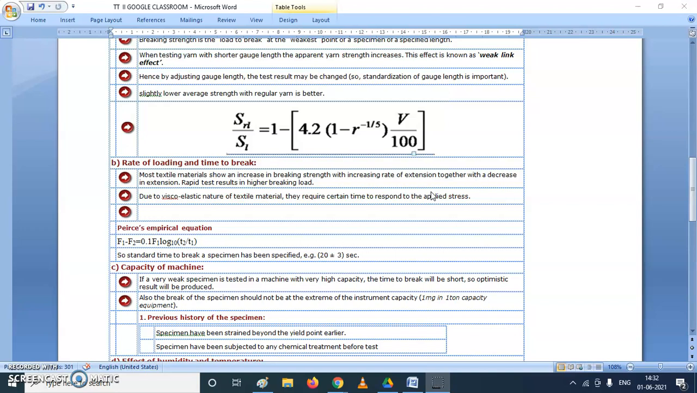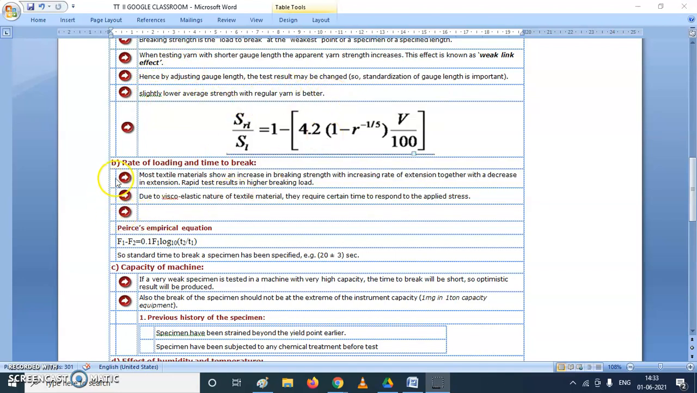What I am trying to say is, strength is important, but regularity is much more important, because yarn always breaks at its weakest point, and end breakage of the yarn during processing, weaving and spinning affects the efficiency much more as compared to mean strength. Mean strength is required, but the weak points should be very low, and so end breakages are related to weak points, and greater uniformity is much more preferable. So we can say slightly lower average strength with regular yarn is much better.